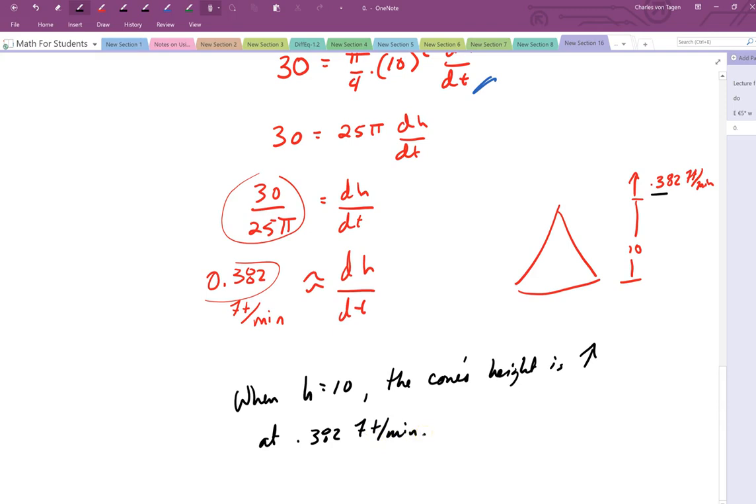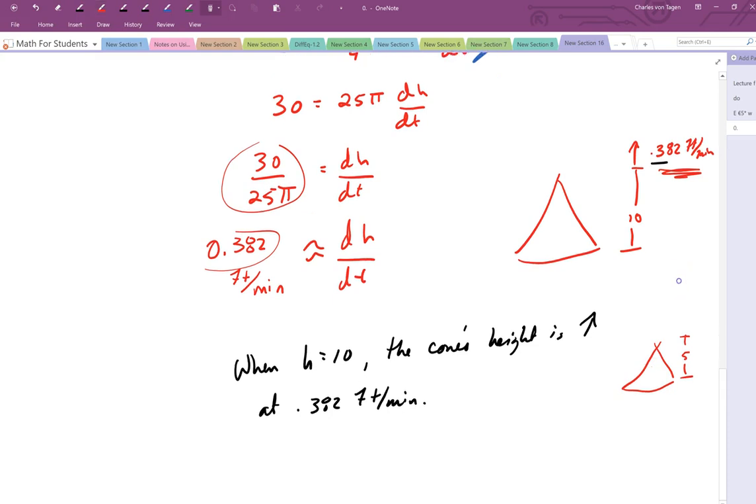Take a moment to think about what the situation would be if the height of the cone were less than that. Say the height of the cone were only 5 feet. Would dh/dt, do you think, be larger, smaller, or the same? How fast is the height of the cone changing if the height of the cone is only 5 feet? So think about that for a second, and if you have any questions on it, let me know.